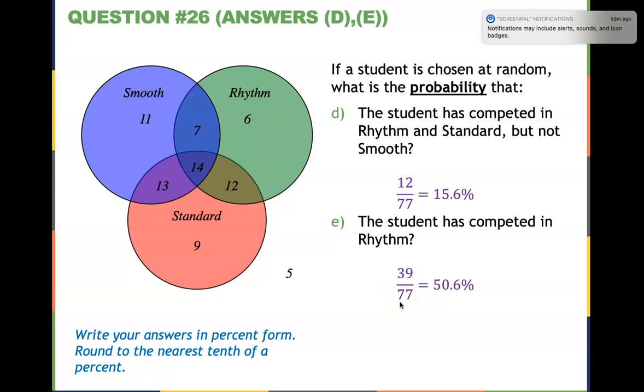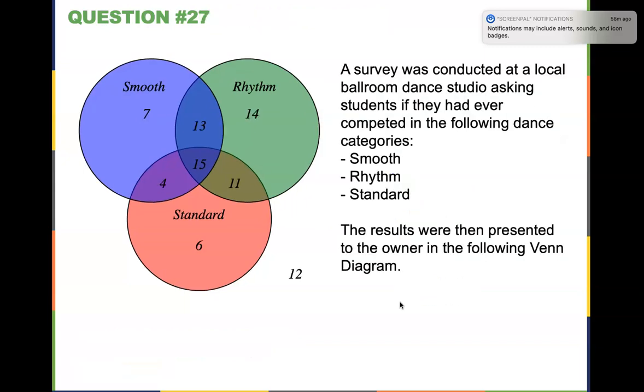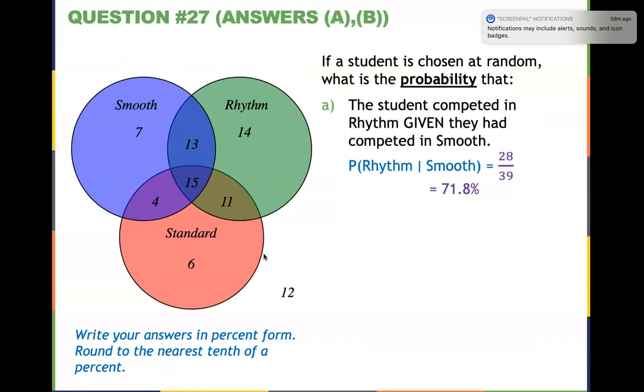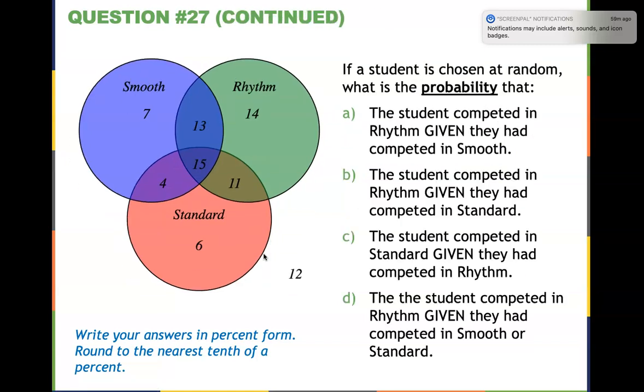Okay, now number 27 is similar to this, but we've got different numbers. So now we've got a whole other population here. So now there's 12 people who are outside of the circles, and the total for this one is now going to be something different than 77. It's actually going to be, well, it doesn't matter because we've got conditional probability. But okay, let's look at part A. The student competed in rhythm given they had competed in smooth.